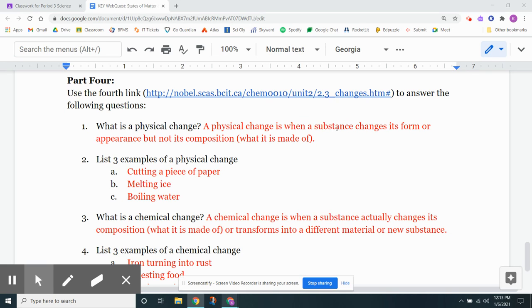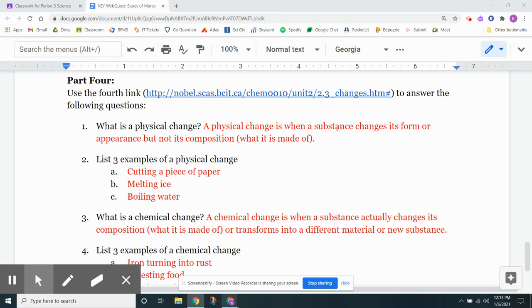So some examples that they gave us would be cutting a piece of paper. If you have a piece of paper and you cut it in half, its shape and appearance changes, but it's still just paper. You had paper before, you have paper after. That's a physical change.